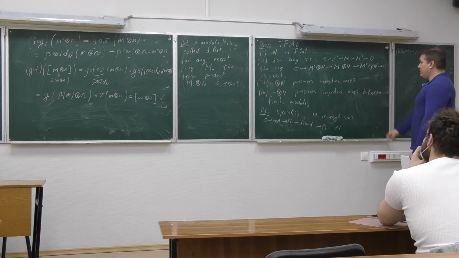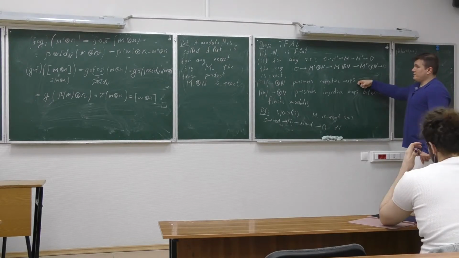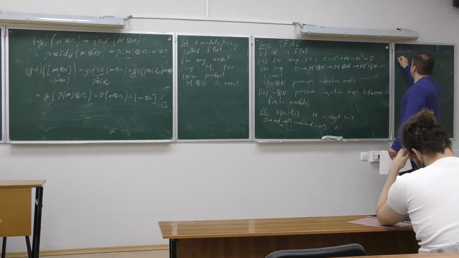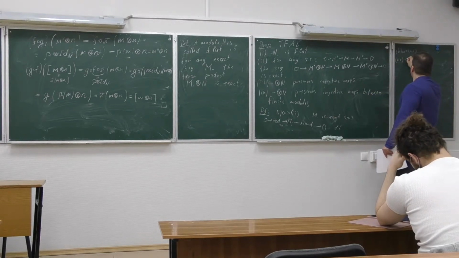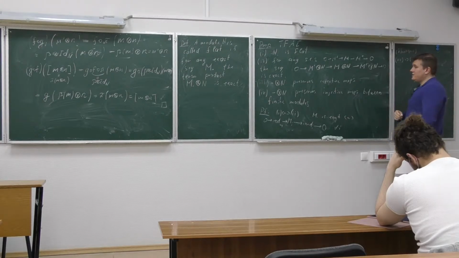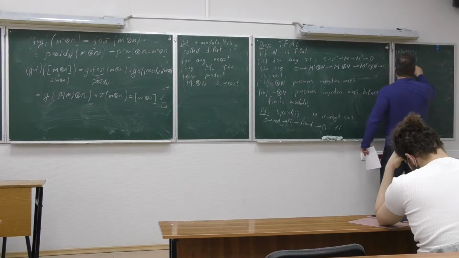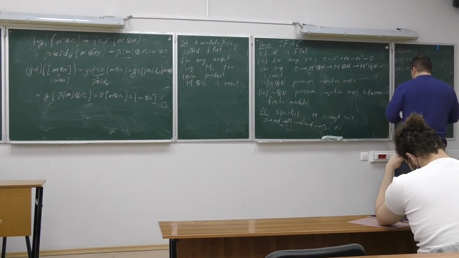Now, if this preserves injective maps between any modules, so first it preserves injective maps between finite modules, so 3 immediately implies 4. And indeed, the only non-trivial part here is to show that 4 implies 3. So this is what we need to show.